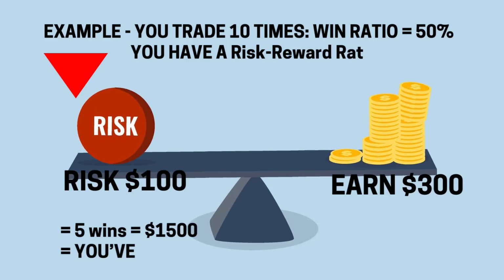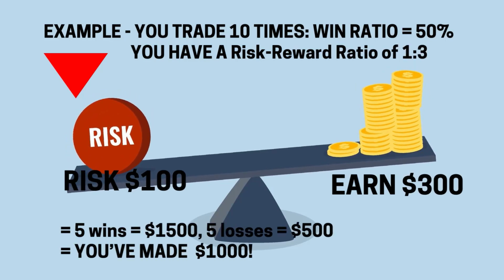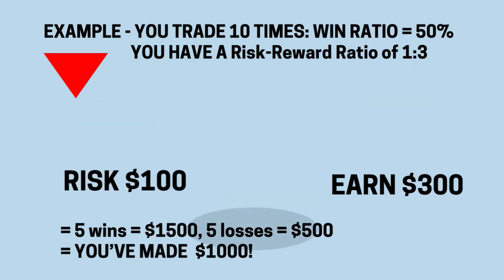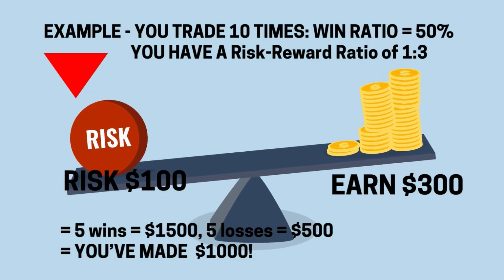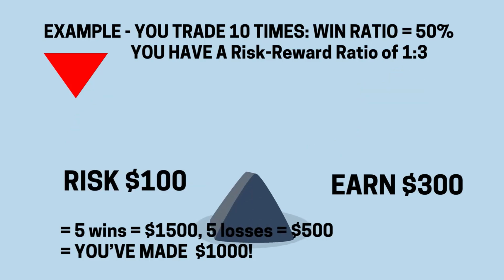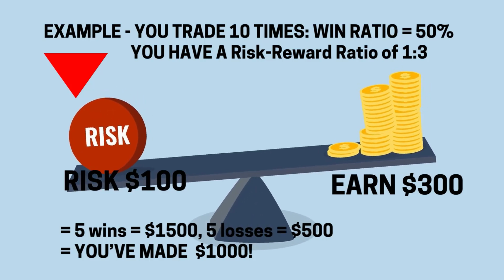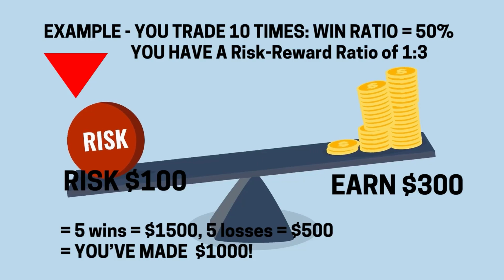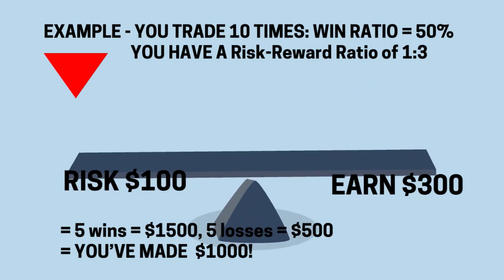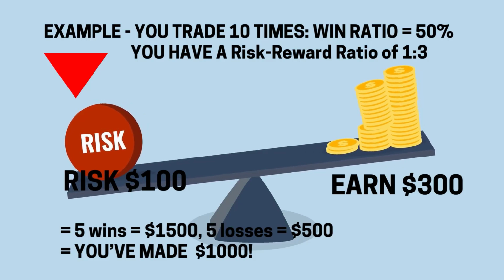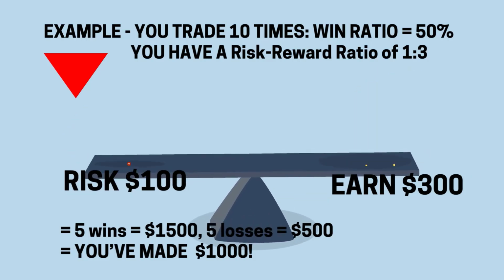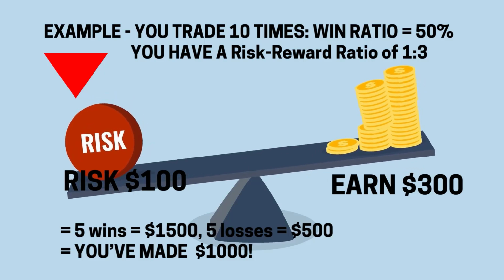One more example then, just to really drive it home. So you've done 10 trades, you've got a win ratio of 50%, you have a risk reward of 1-to-3. As you can see there, an example, risking $100 on every trade to earn $300. Our 5 wins netted us $1,500. Our 5 losses netted us a $500 loss. Overall, we made $1,000. That is the whole point of it. It's the overall, it's the bigger picture.